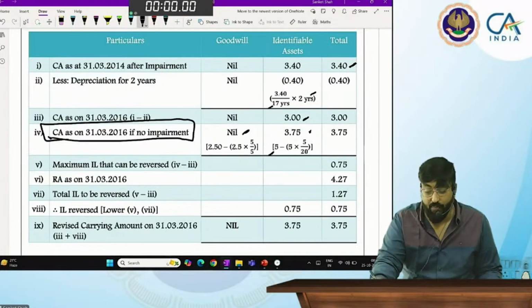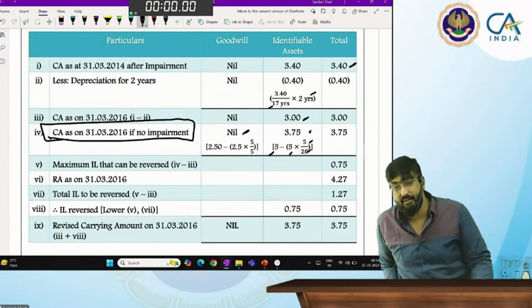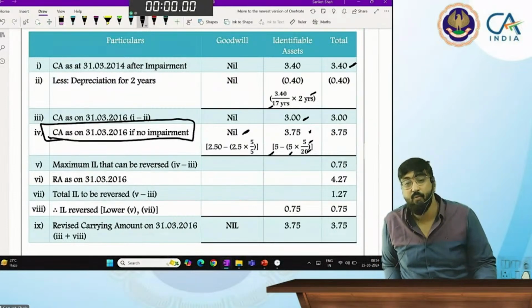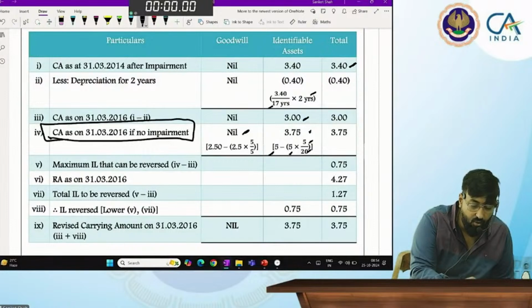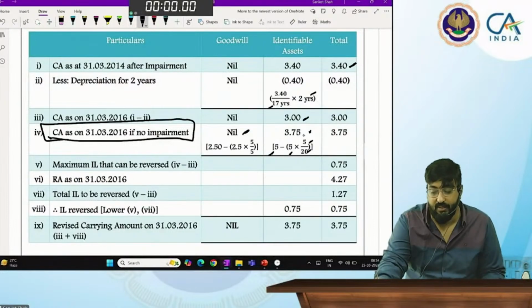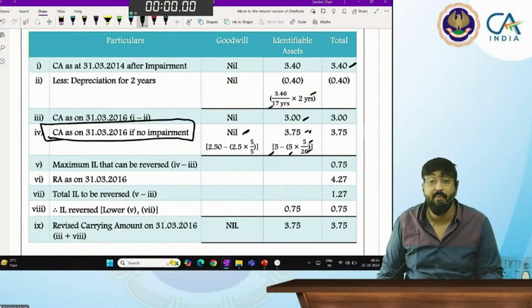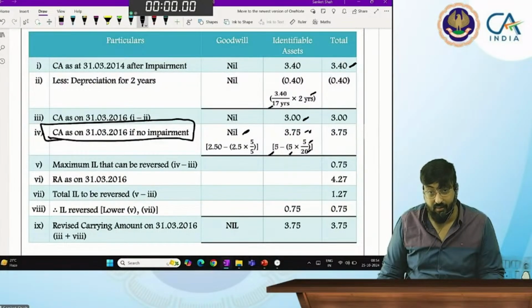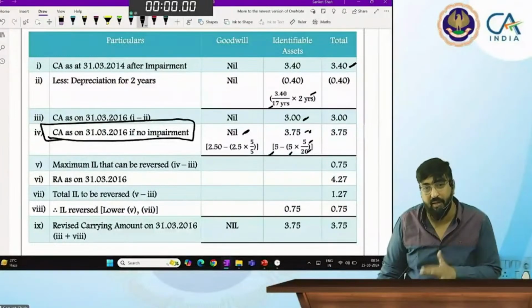But what will be your carrying amount? See, 5 rupees का asset था. 5 rupees के ऊपर 5 years completed out of 20 years. So what is the depreciation for 5 years? 5 divided by 20 into 5. So 1.25 is deducted and your balance might be 3.75. यदि impairment नहीं होता, if there is no impairment, so your asset, you are continuing with 3.75. समझ में आया क्या आपको? ये नहीं समझा लगता है.